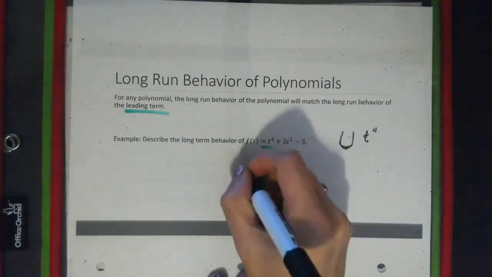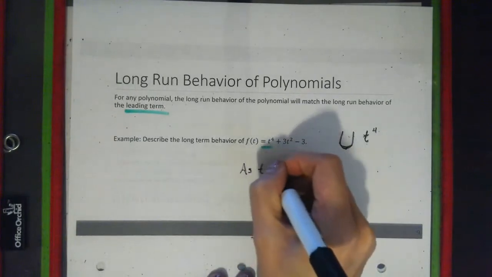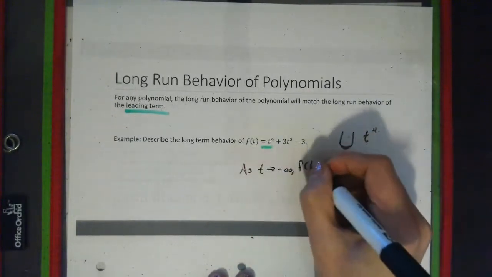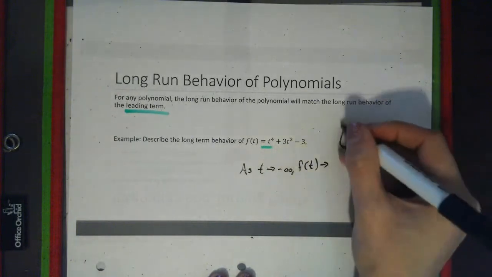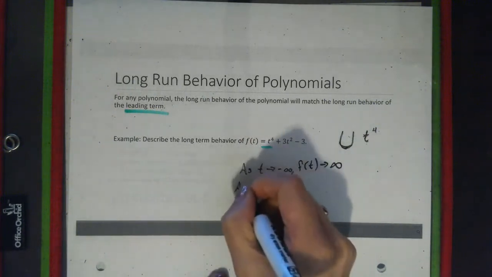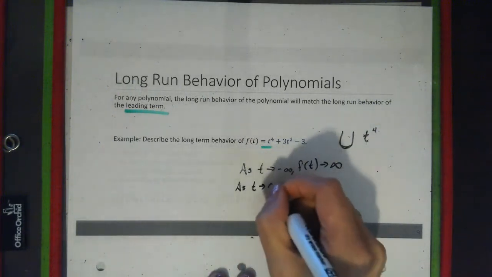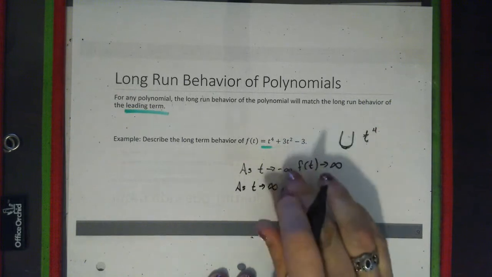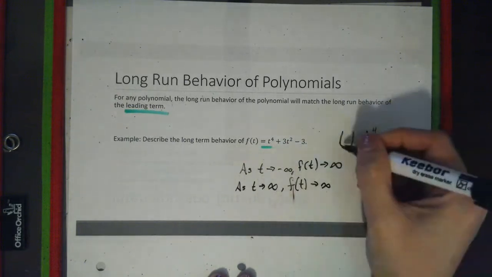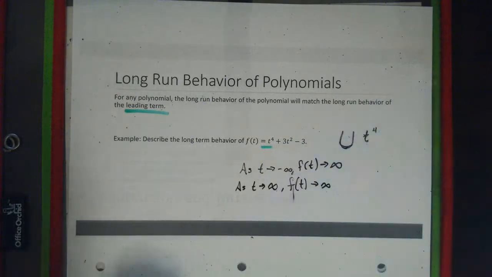So that means as t goes towards negative infinity, f of t, our function values, go towards, as we go to the left, we're going up. So our function values go toward infinity. As t goes towards positive infinity, our function values f of t also go towards infinity, because as we go to the right, we go up.